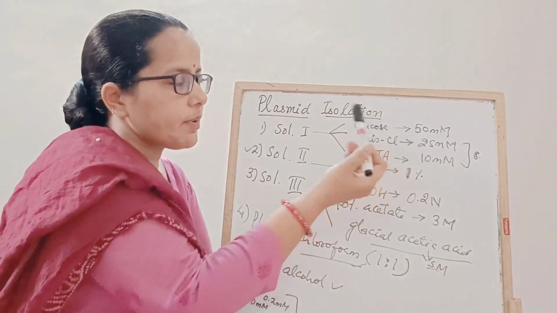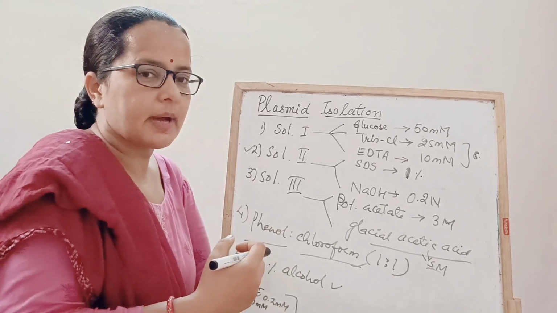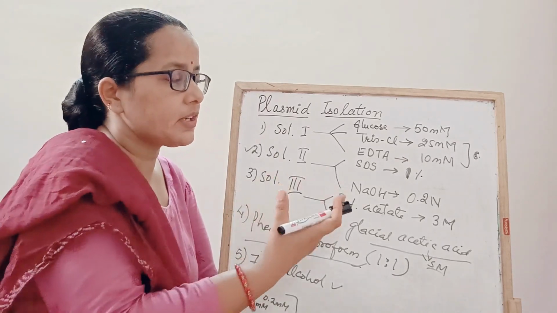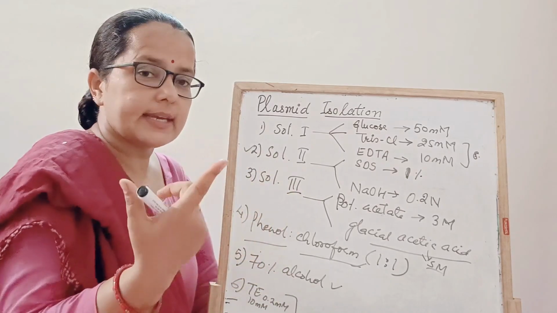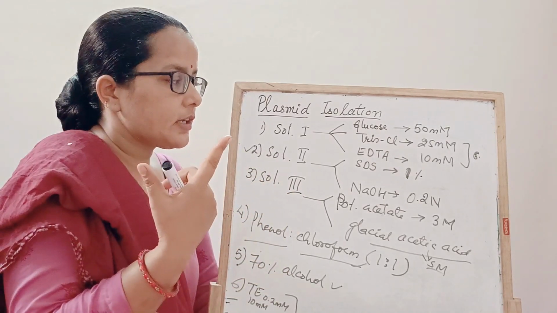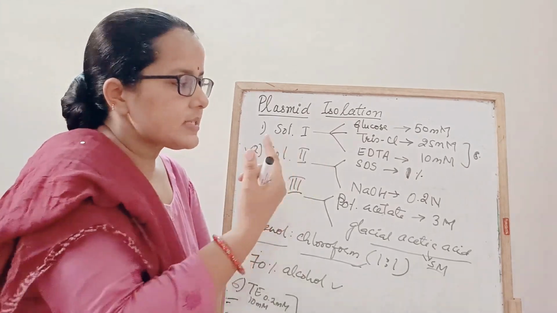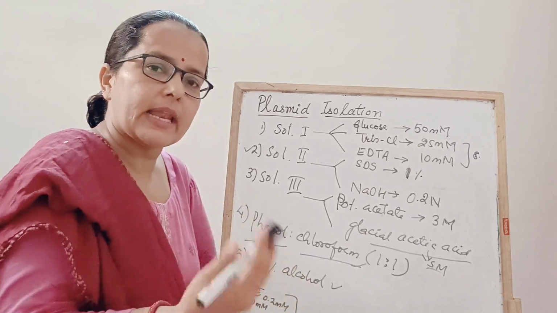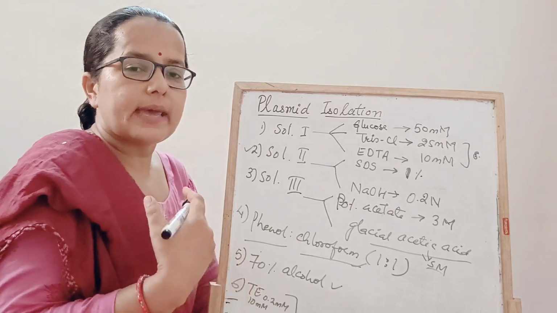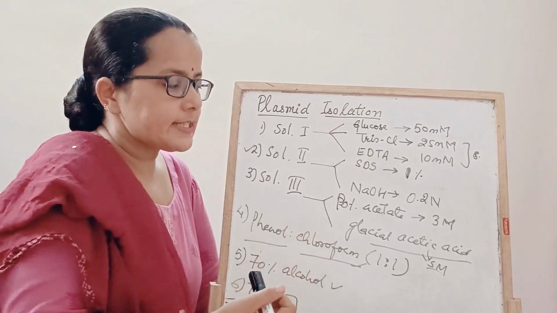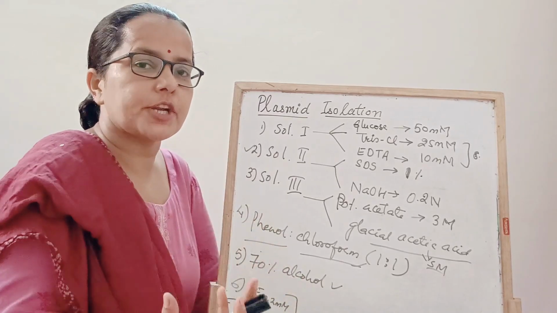We can discuss that Tris-Cl is a buffer, it will provide buffering conditions. EDTA will chelate all the calcium ions or positively charged ions, and it has two functions. It will help in the lysis of the membrane, and secondly it helps preserve your nucleic acid from degradation. SDS will help in lysis of the cells, NaOH will also help in the lysis, and potassium acetate will help in the precipitation of your large DNA molecule.